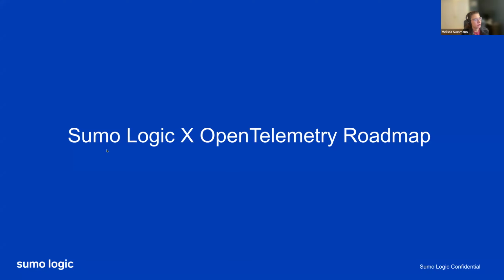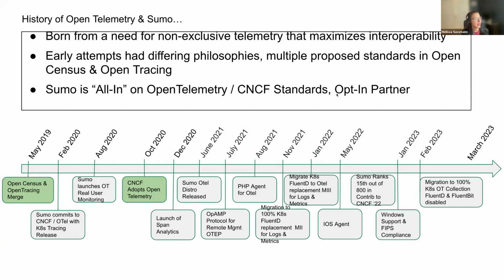So now we get into roadmap things. And I'm hesitant to even call this a roadmap because it's very high level and this is past stuff as well. So this is a history of how Sumo Logic got involved with OpenTelemetry and different things that we did when first getting wrapped up into it. And I think we wanted a non-exclusive telemetry that maximizes interoperability. And we were basically all in earlier on in this project.